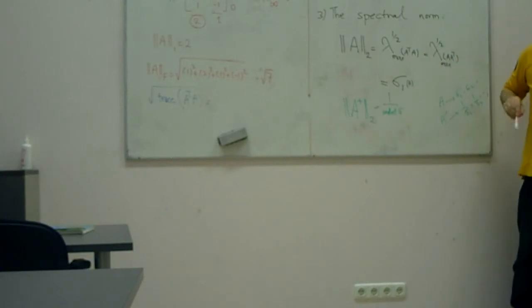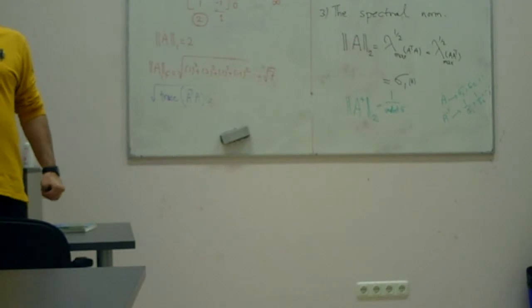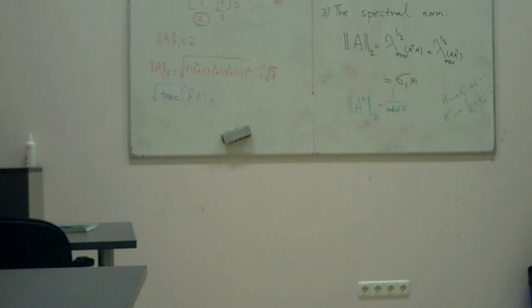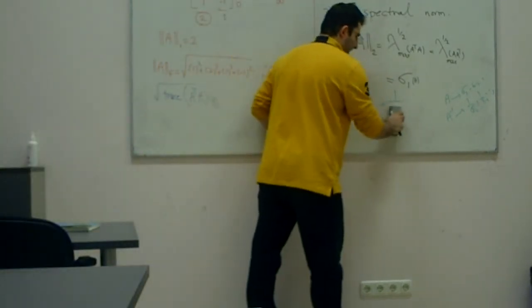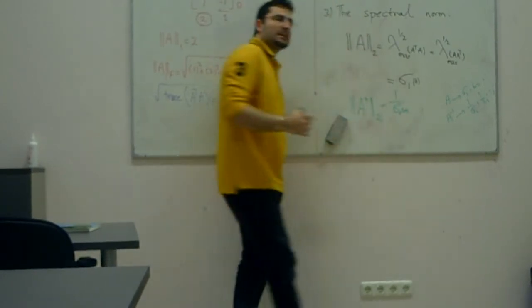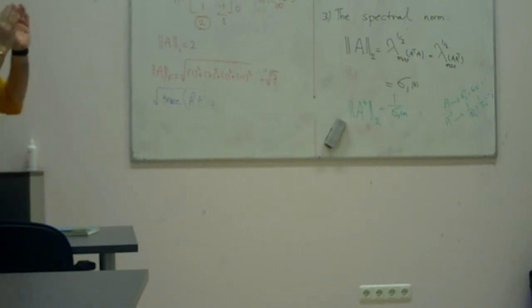But what is the smallest sigma? Which sigma is the smallest sigma? The last sigma, isn't it? But what is the last sigma? If the rank is R, it's sigma R. Right? If R is N, it's sigma N. If R is M, it's sigma M. If R is just a value less than any of those, it's that one.